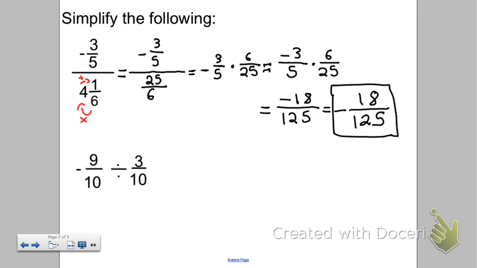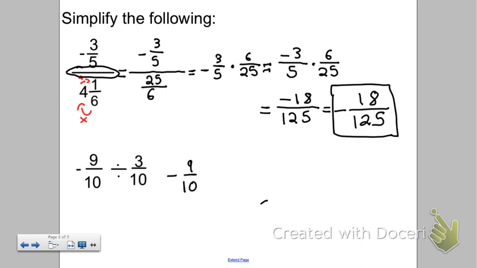The second question, negative 9 over 10 divided by 3 over 10. This is the same process, just written in a different way. Our first two problems, we had a division bar, a fraction bar to represent division. Now we have the actual division symbol. Since I have fractions, I need to make sure both of them are in improper form. Both fractions are good to go. I'm going to keep my negative 9 over 10.